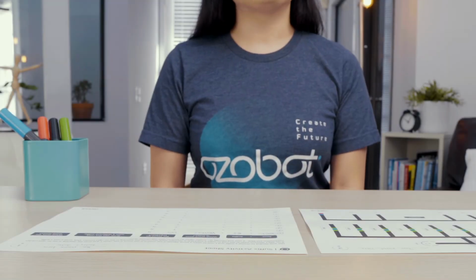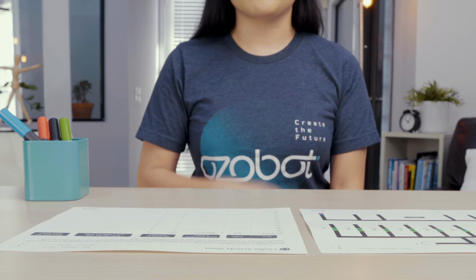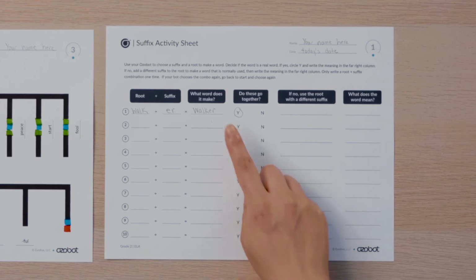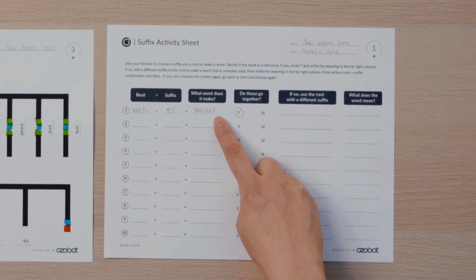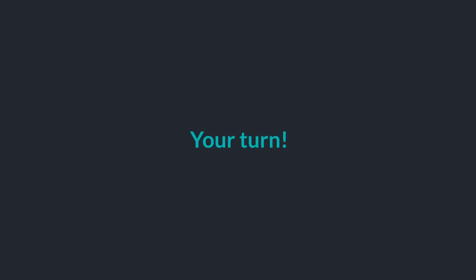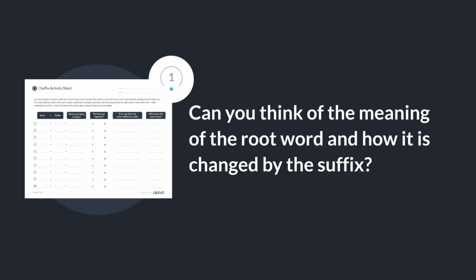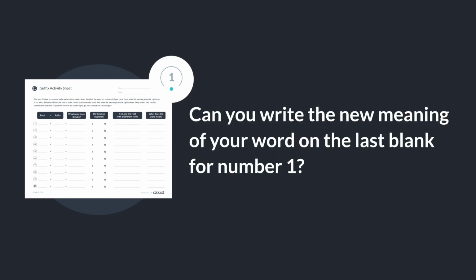Now that you know the meaning of the suffixes, let's go back to my new word for number 1. My word is walker. The meaning of the root word walk is to move your legs to get from one place to another. When I add the suffix er, the meaning changes to a person that is walking. Can you think of the meaning of the root word and how it is changed by the suffix? Can you write the new meaning of the word on the last blank for number 1?